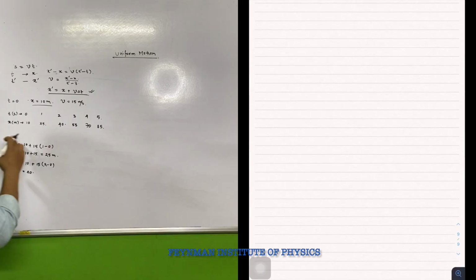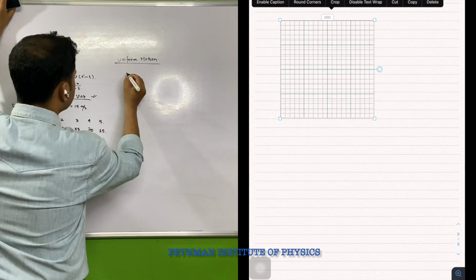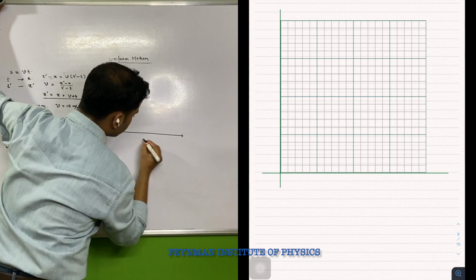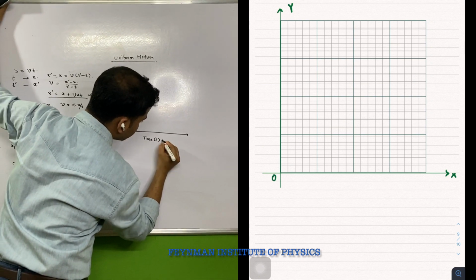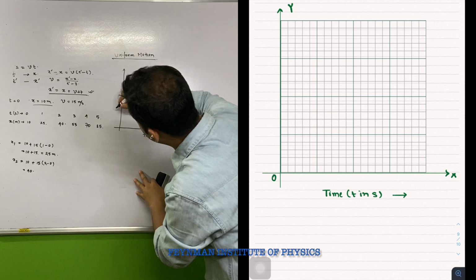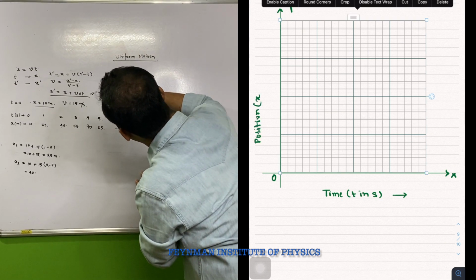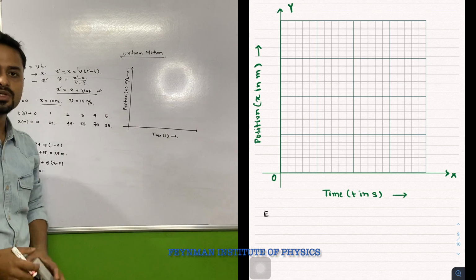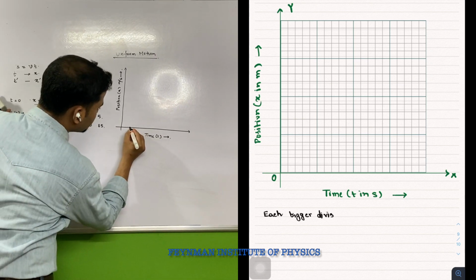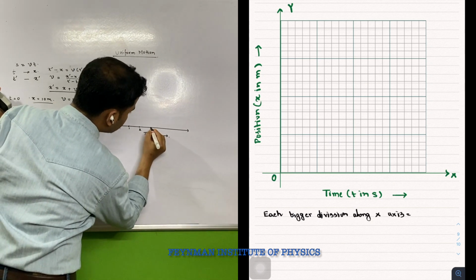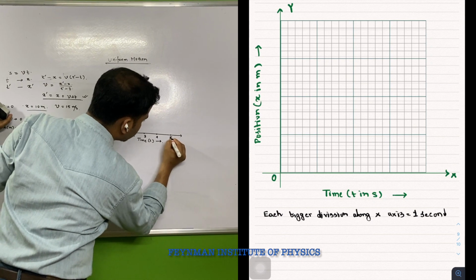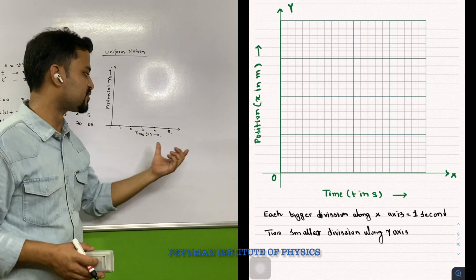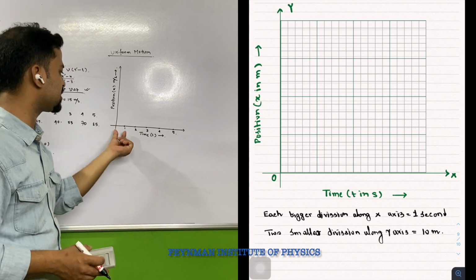Now by using this tabulated data, we can plot a graph between displacement or position versus time of a particle in uniform motion. Obviously time will be represented along the x-axis, in seconds, increasing in this direction, and position x, in meter, increasing along the y direction of the graph. Suppose this one is 1 second, this one is 2 second, 3 second, 4 second, and 5 second. Each bigger division along the x-axis is taken as 1 second.